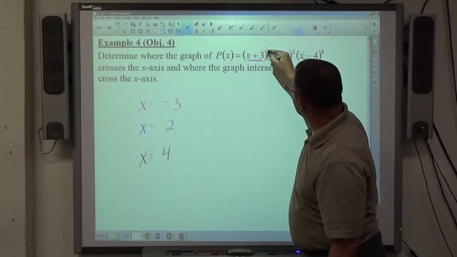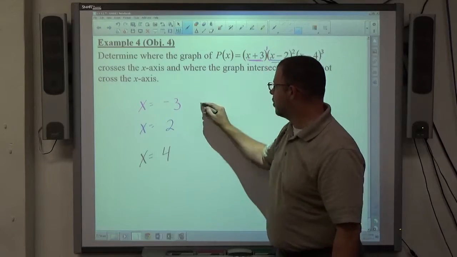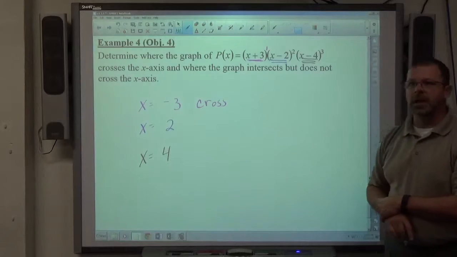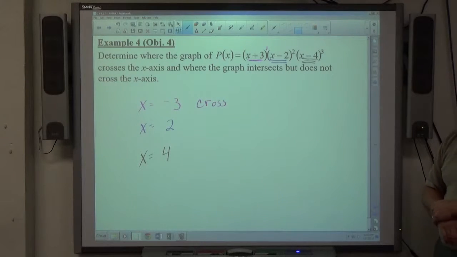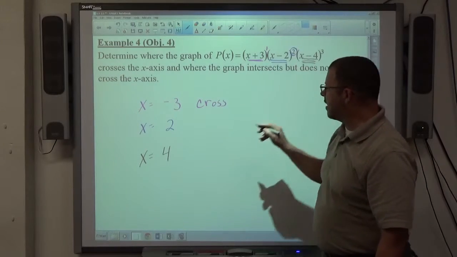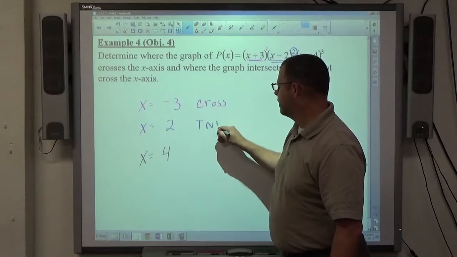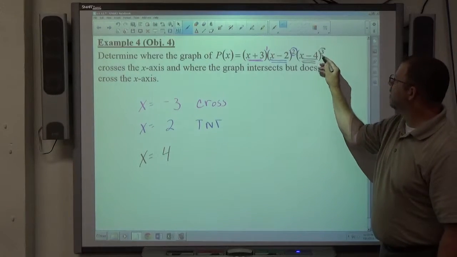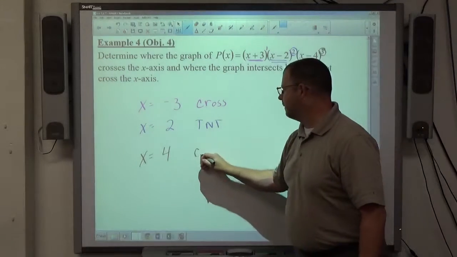x plus 3 is to the first power, which is odd, so that's going to be a cross. It's just going to go straight through the x-axis. All right? x minus 2 is being raised to the second power, which is even. That's going to be a touch and turn. x minus 4 is being raised to the third power. That's going to be a cross.